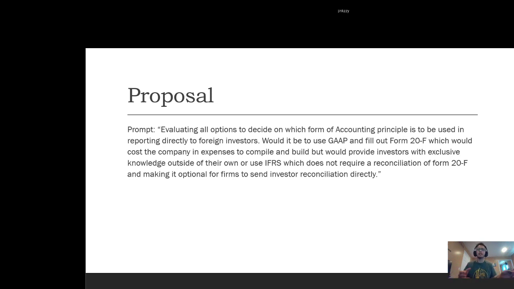There have been a lot of times where profits and company costs have changed, and there's been confusion around all that because of these two principles, and that has cost a lot of investors money.